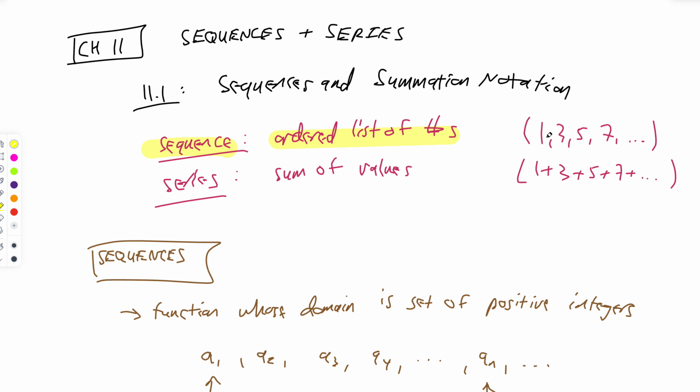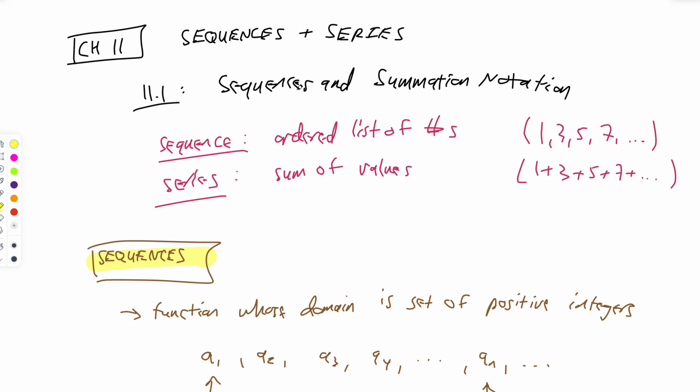That might be something like 1, 3, 5, 7, 9, 11, whatever. This list of numbers, comma separated, is going to be defined as a sequence, whereas a series is going to be the sum of these numbers or values. So that is 1 plus 3 plus 5 plus 7 plus and so on. Again, a sequence is just the list. The series is the sum, the addition of the terms, okay?